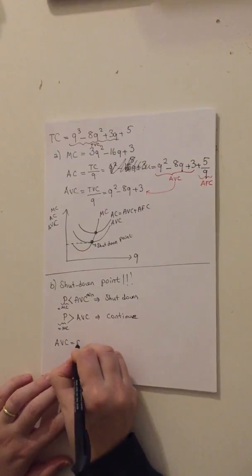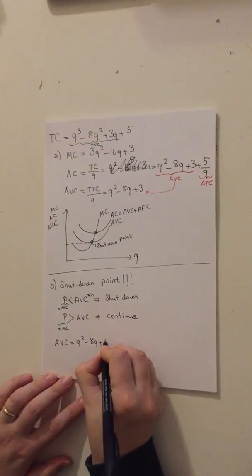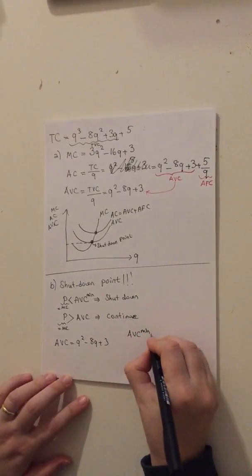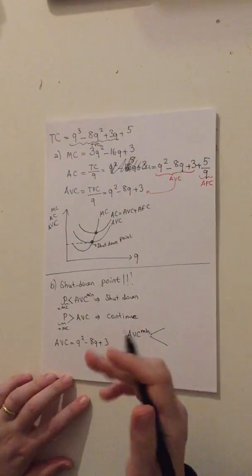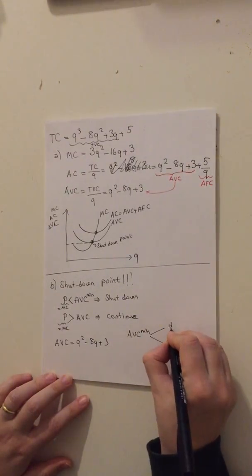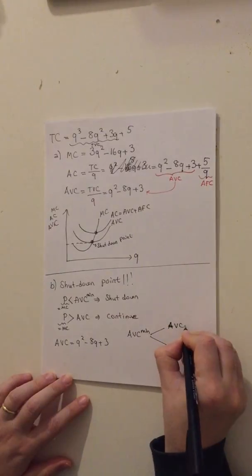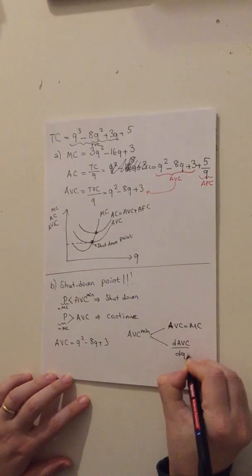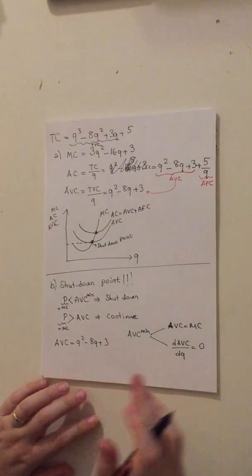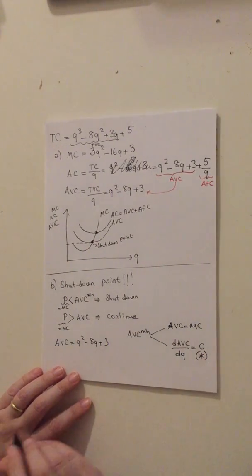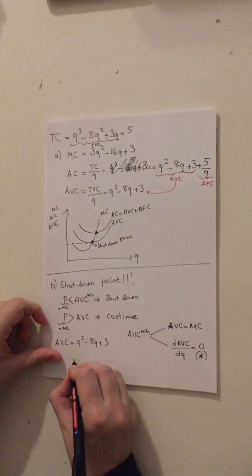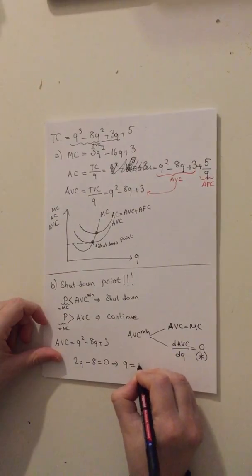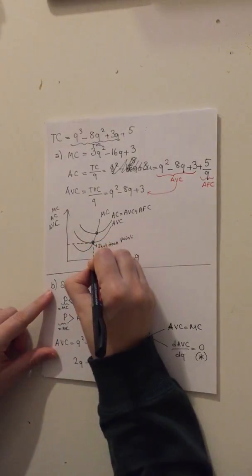We found the average variable cost function: q squared minus 8q plus 30. To find the minimum point of the average variable cost, again you can use two methods. One is to equalize average variable cost to marginal cost, or alternatively you can take the derivative of the average variable cost function with respect to q and equalize it to 0. Now let's use the second one and derive the function: 2q minus 8, and equalize it to 0. So you will get q equal to 4 at the shutdown point.